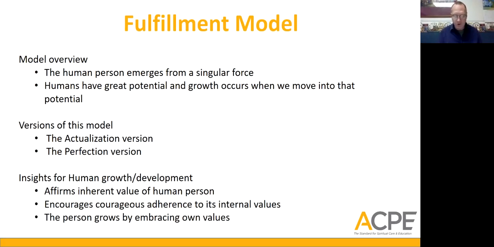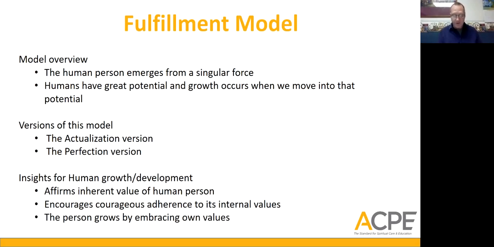Maddie names two versions for this model, the actualization version and the perfection version. The former focuses mainly on actualizing the ideal potential inherent in each person. The latter features less interest in the potential inherent in individuals in favor of universalizing ideals around that which is excellent and meaningful in life.